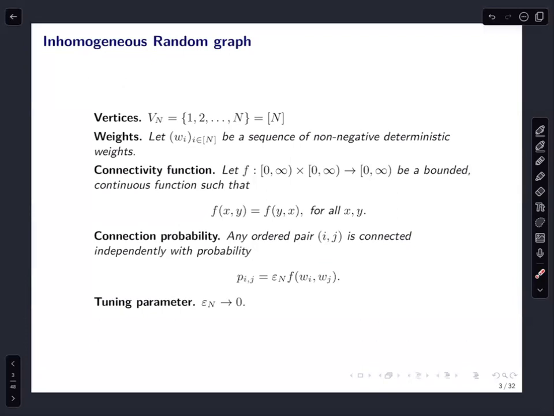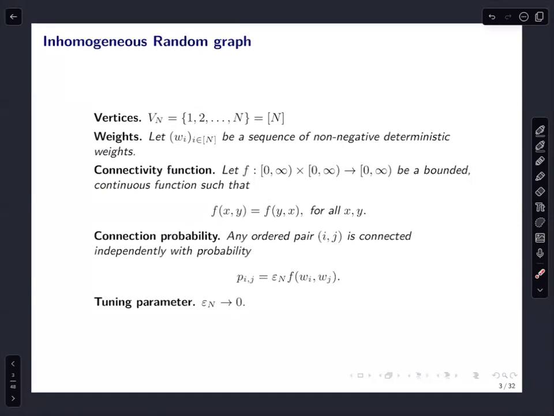And I say that two vertices i and j are connected independently with probability Pij, where Pij has a form which depends on epsilon n, which will be a tuning parameter, and f of wi wj. Now this is my graph. It's a very general graph, and I'll always assume this epsilon n goes to 0. Otherwise, you'll have to do something else.